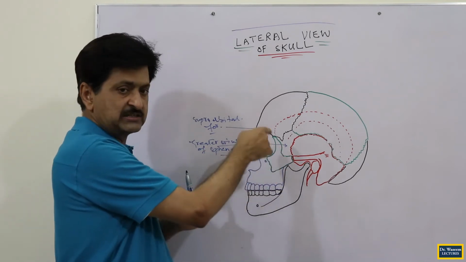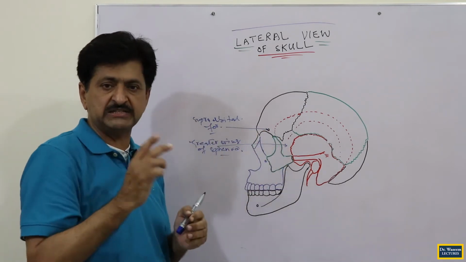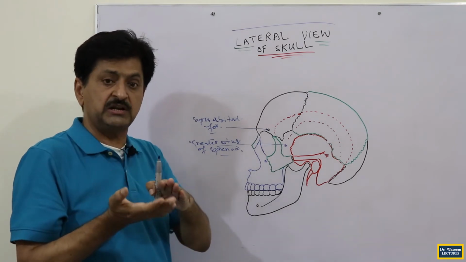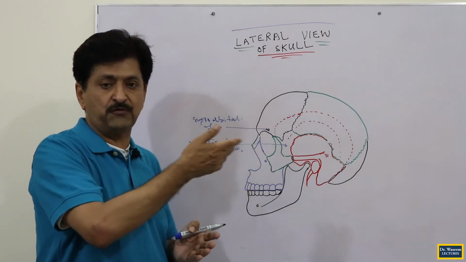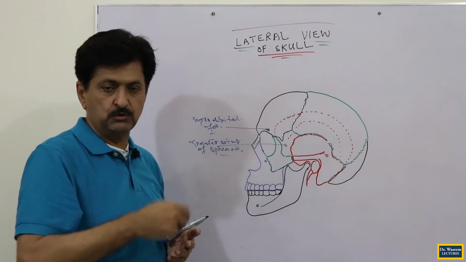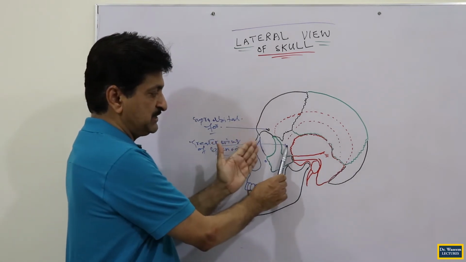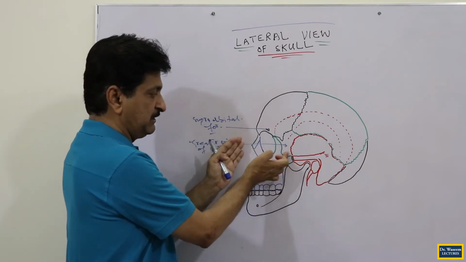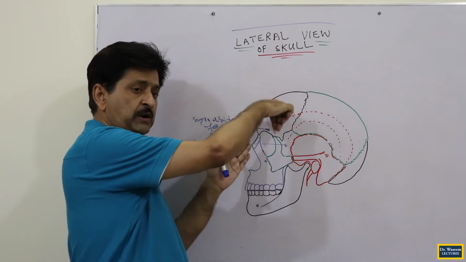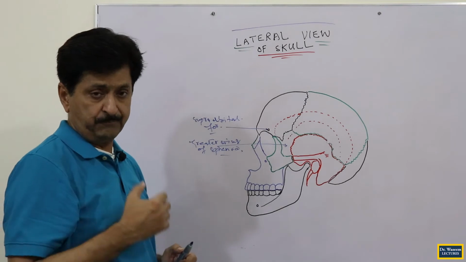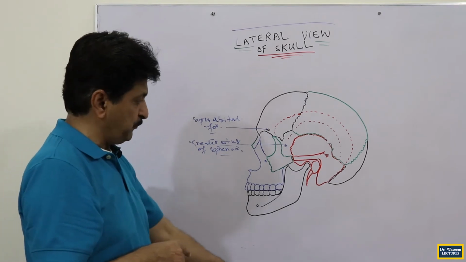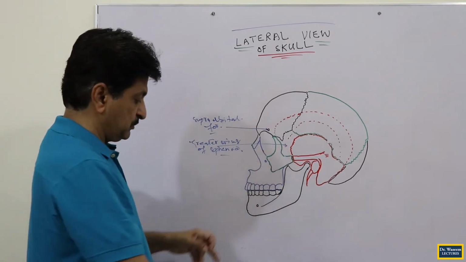And this greater wing of sphenoid is not just present in these 2 aspects. Its inner aspect forms the floor of the middle cranial fossa, where you have already seen the 2 foramina, foramen ovale and foramen spinosum. So this aspect is not visible here. You can see this in the orbit and in the middle cranial fossa also.